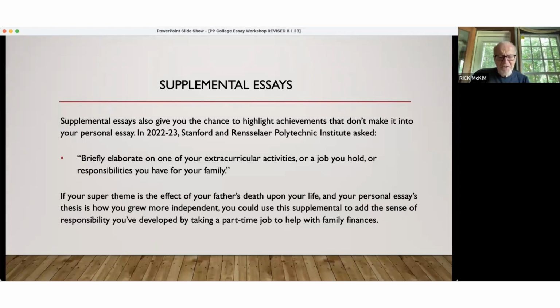So there's another throwing light on another aspect of the same super theme that your essay's thesis addressed, both based on the overarching impact of your father's death on your own life. Your essay stressed independence. Your supplemental essay stresses responsibility. They're closely related, of course, but they throw different shafts of light, illuminating from different angles aspects of the personality and character that you've developed because of this traumatic event in your life.